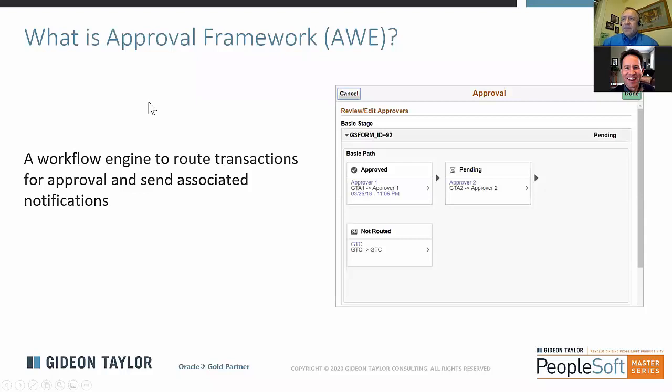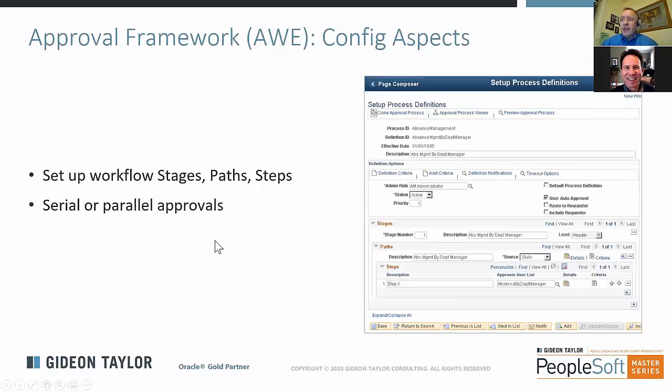So AWE is a workflow engine. It's built to route transactions for approval and send associated notifications to help people work those approvals or those requests. There are config aspects to it, and those config aspects include being able to set up a really robust workflow process that can include multiple stages, multiple paths, multiple steps. You can do serial or parallel approvals. And here, it's a little bit obtuse, these setup tables are a lot to take in, but you can also do the who and when questions in configuration by setting up user lists and criteria.